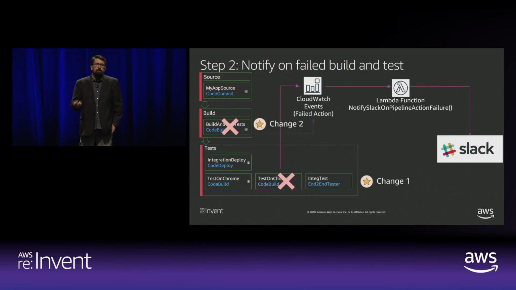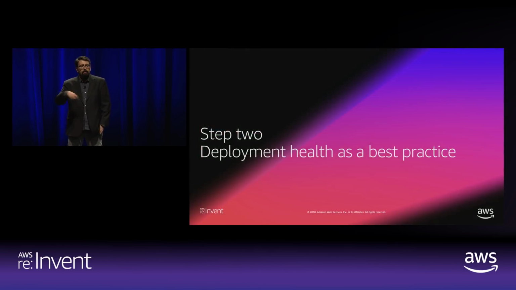And so say we go through and run this again, and now the build fails. We can use that same CloudWatch event and that same Lambda function to go through and provide the same notification. So growing on this, we want to take you to step 2.